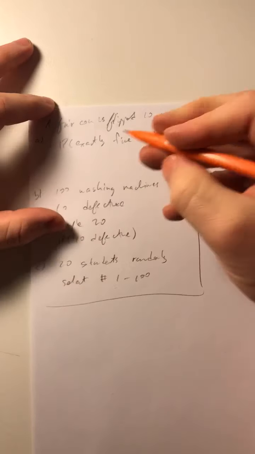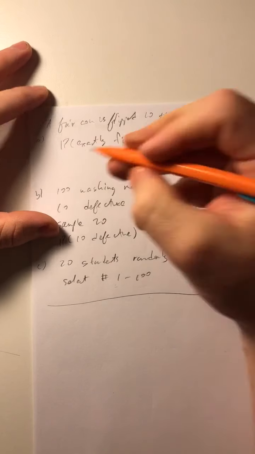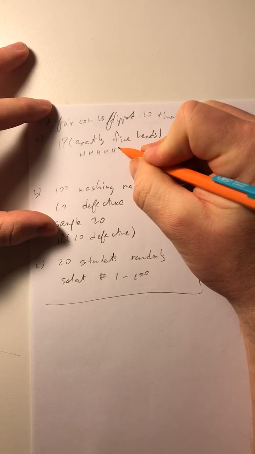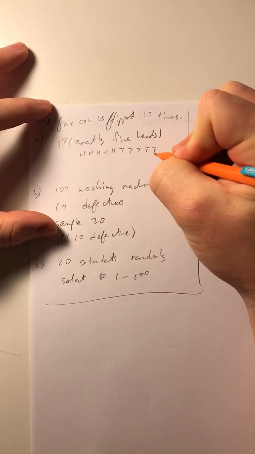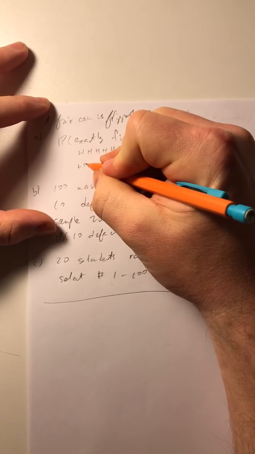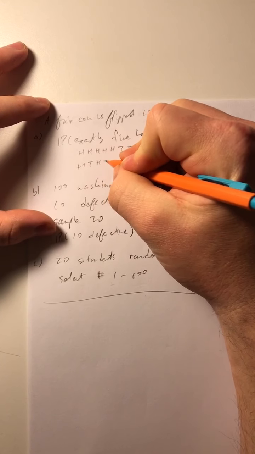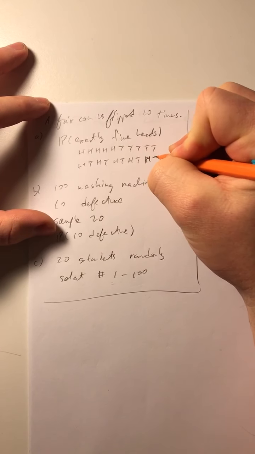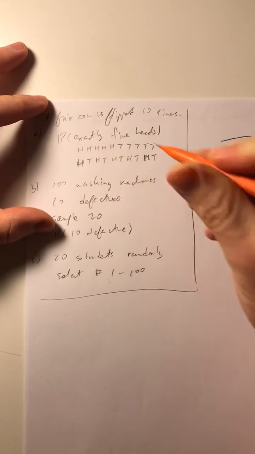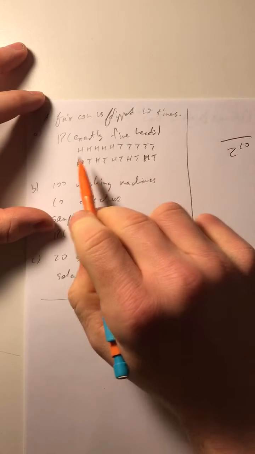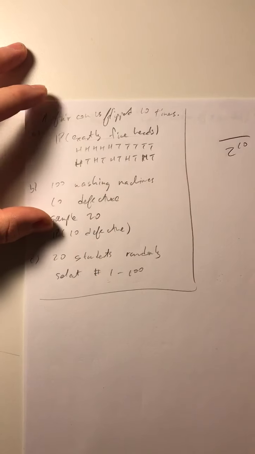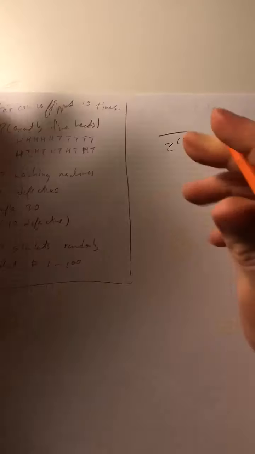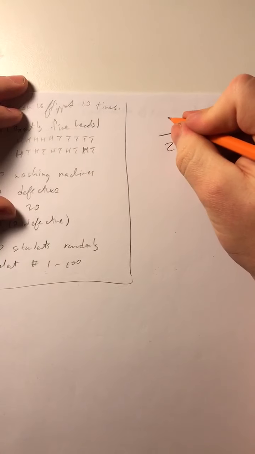So there are lots of different ways to get exactly 5 heads. I could have heads, heads, heads, heads, heads, and then tails, tails, tails, tails, tails. That's 1, and then I could have heads, tails, heads, tails, heads, tails, heads, tails, heads, tails. Right, so these are 2 different outcomes, but they both have exactly 5 heads. So I need to count all of the different outcomes where I could get exactly 5 heads. We'll have 10 flips, and I choose which 5 I get the heads on.